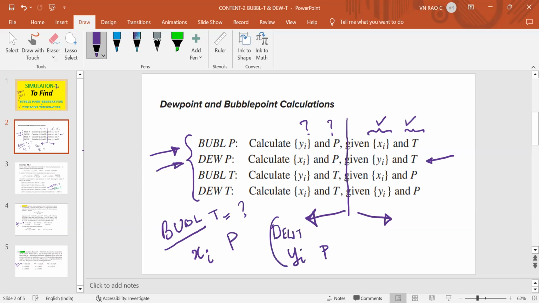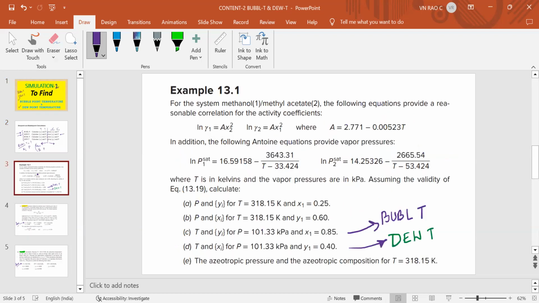And dew pressure. Now you can see the problem specified here for the system methanol and methyl acetate. This is a binary system. Methanol is component 1, methyl acetate is component 2. Methanol, the OL, is an alcohol, as we know, and acetate is an ester. The following equations provide a reasonable correlation for the activity coefficients. Okay, we don't have to worry about these.